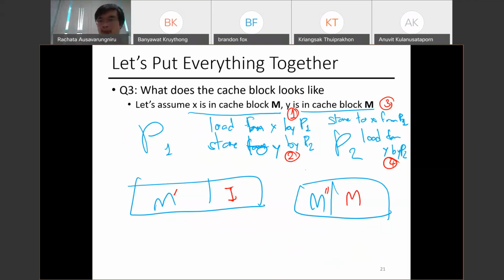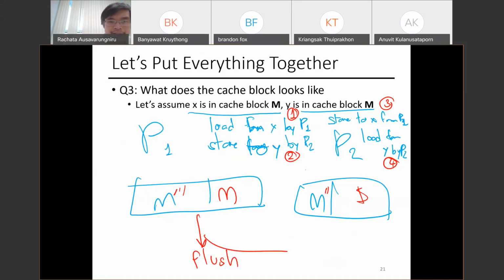The third operation, a store to X from P1. What will happen? M double prime is not the most updated version anymore. I have this M triple prime. This is invalid because I don't have the correct version of the data. And then P2 says, I want to load Y. It's the same cache block, so you first flush. With this flush, the data gets here. M double prime changed to M triple prime, which is the same data. Because there are now two owners of this data, you will then have to be in a shared state.